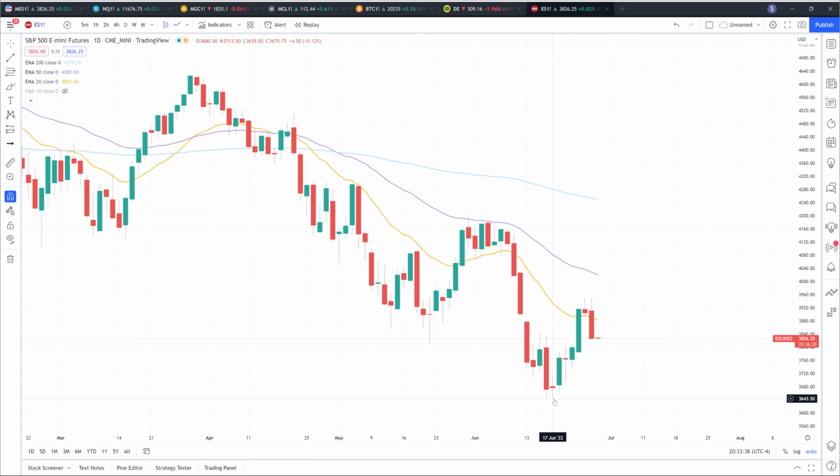I'm trying to train you to be a flexible trader, not just someone who buys. Right now there is no buy, but there's a lot of sell. So sell and then buy, which is short selling.